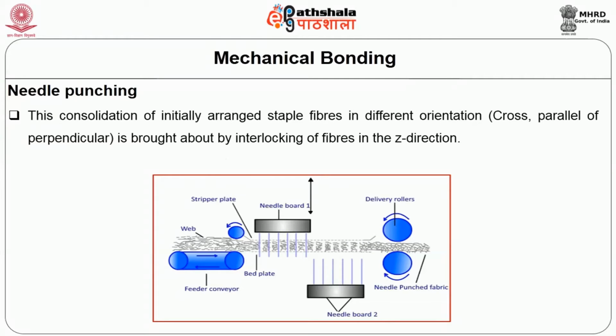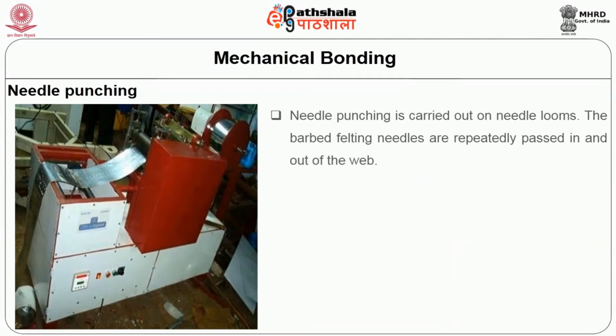This consolidation of initially arranged staple fibers in different orientations, it could be cross, parallel, or perpendicular, is brought about by interlocking of fibers in the Z direction. Needle punching is carried out on needle looms. The barbed felting needles are repeatedly passed in and out of the web.